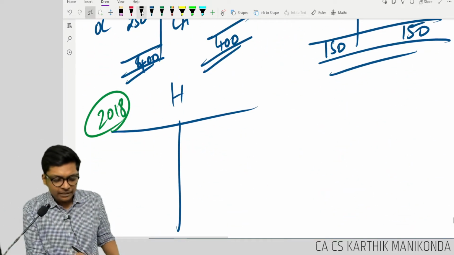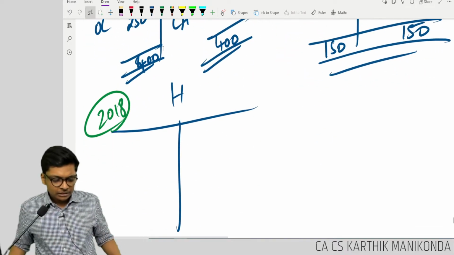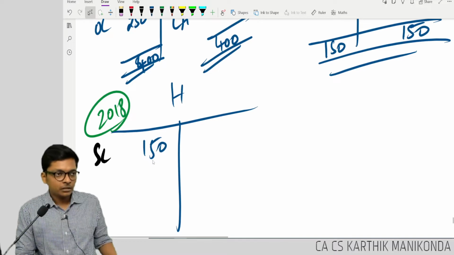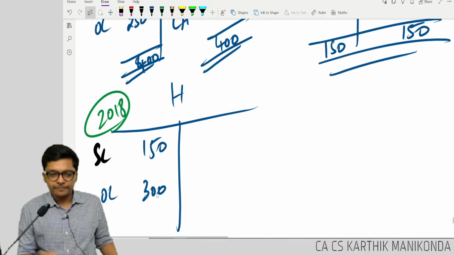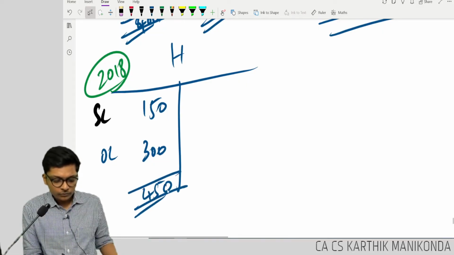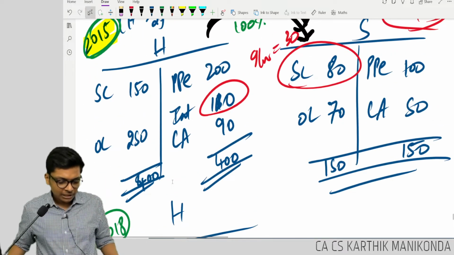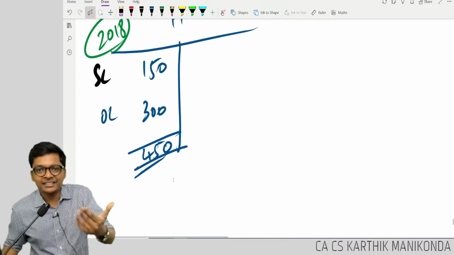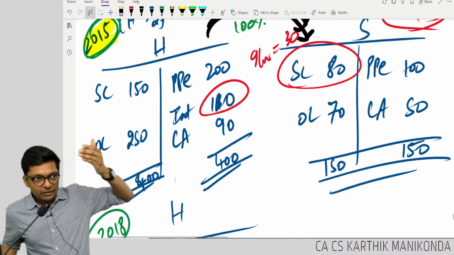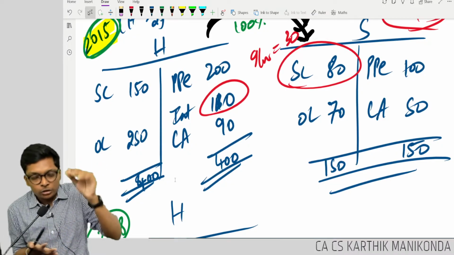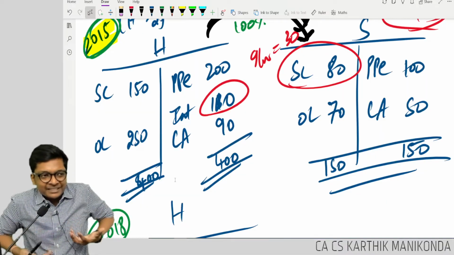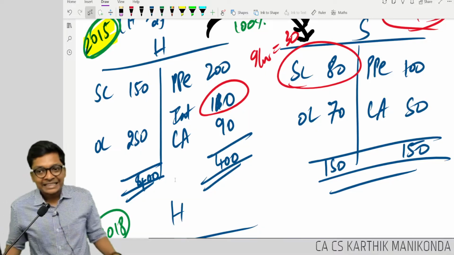Now come to 2018. In 2018, share capital let's say remains the same, 150. Other liabilities let's say it became 300. So total is, are you following guys? It's changing after 3 years. Of course it will change. This is example 2. When is the value? On the day acquisition took place, on the day holding and subsidiary relationship is established or created.